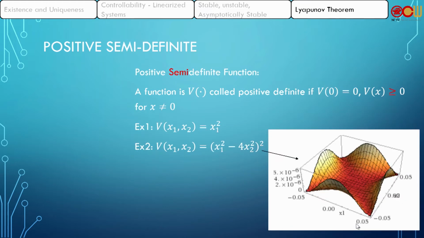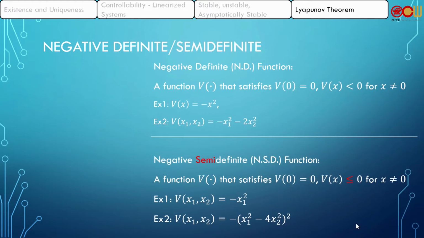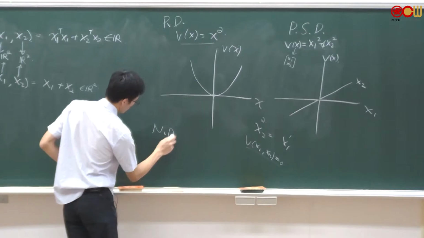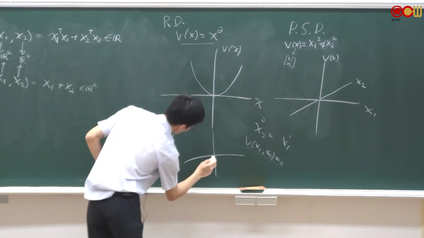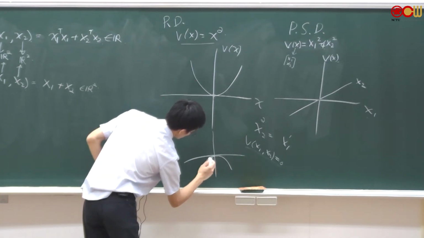These functions are very useful to define the Lyapunov function, and their properties are used to investigate stability conclusions. Again, you have positive definite, and of course you have negative definite, and the definitions are the same. It's 0 at 0 and negative when it's non-zero. So for ND, it looks like this.